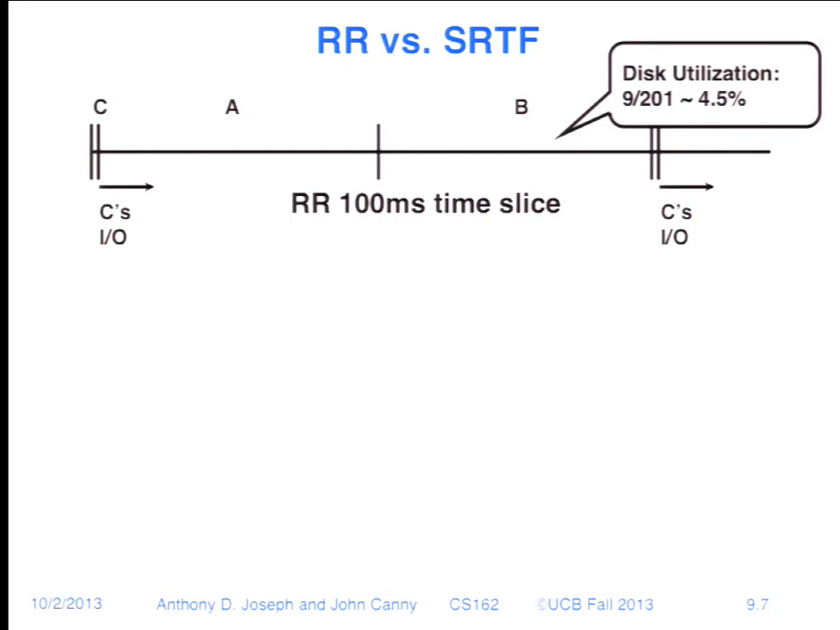So we're again assuming that the disk I/O is being overlapped with the CPU. There's a total of 201 time slices, because it's 1 plus 2 plus 100 plus 100 chunks of CPU, and then just 9 milliseconds of disk. So it's about a 4.5% utilization of the disk. Okay.